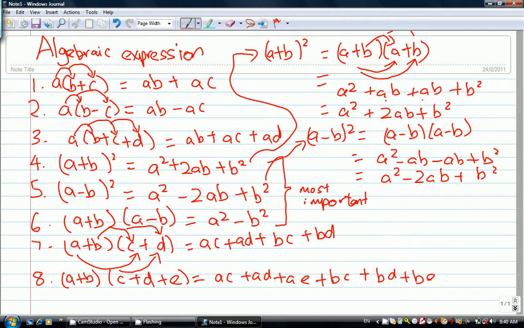Okay, last but not least, this one. a plus b, a minus b will give you a squared, a times minus b is minus ab, plus ab, minus b squared. So what you really get is just a squared minus b squared. There you go.